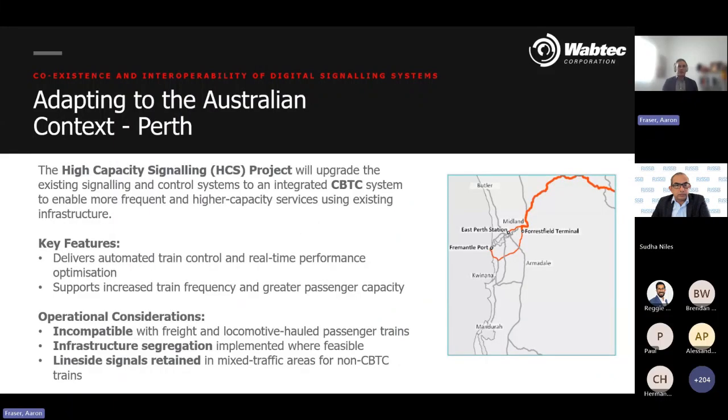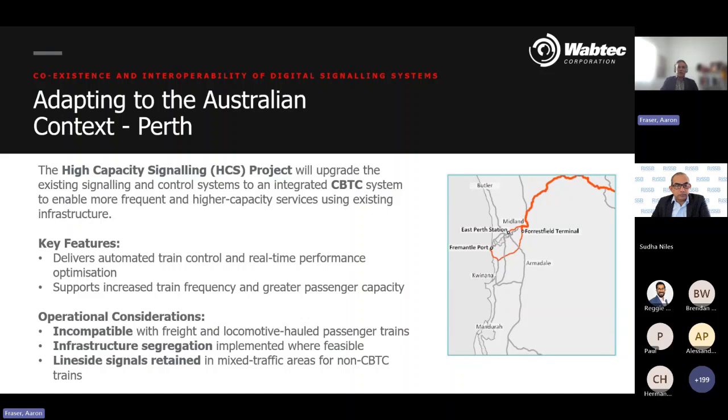So looking at some of the specific interoperability issues that we have here in Australia. First of all, we'll look over in the west, over in Perth. The high capacity signalling project is an upgrade to Perth's urban rail network, introducing CBTC to replace the legacy signalling system. It's important to note that the new CBTC system isn't intended to be compatible with freight or locomotive-hauled passenger trains, which won't have the necessary onboard equipment.